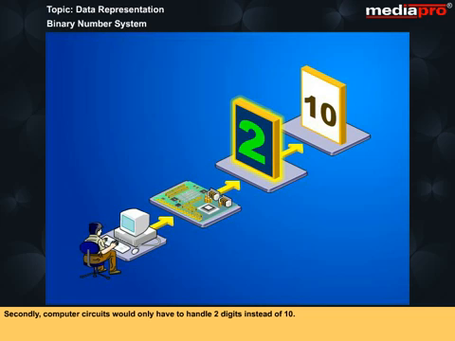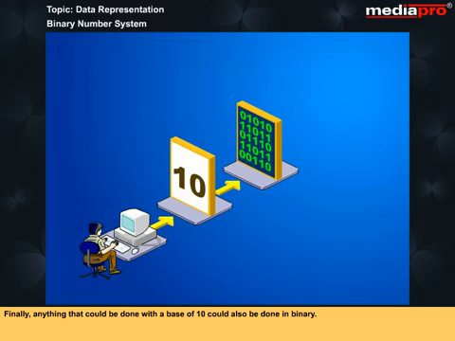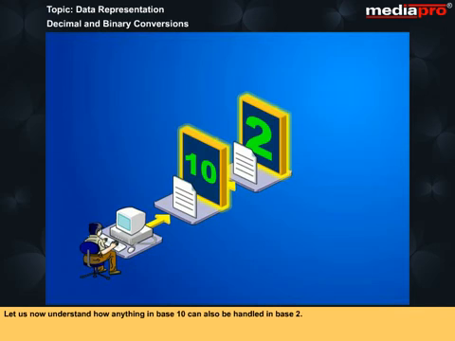Secondly, the computer circuits would only have to handle 2 digits instead of 10. So the costs in building such circuitry would be reduced and reliability greatly increased. Finally, anything that could be done with a base of 10 could also be done in binary. Let us now understand how anything in base 10 can also be handled in base 2.